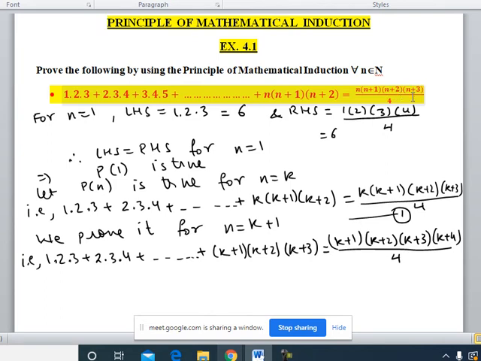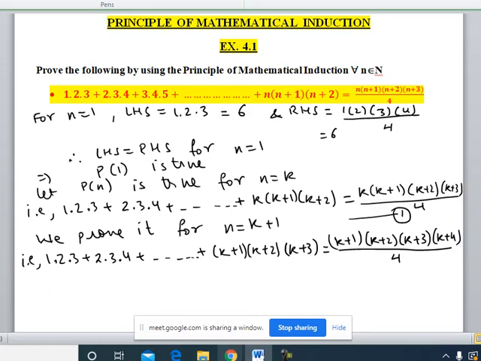Now, for n equal to 1, I have already done the calculation. When n is 1, the left hand side becomes 1 into 2 into 3, the first term. When we replace n by 1, we are dealing with the first term in the series. So this product comes out to be 6. And on the right hand side, if I replace n by 1, on solving that also we get 6. So both the sides are equal for n equal to 1, and our result is true for n equal to 1. This is the first step we do.